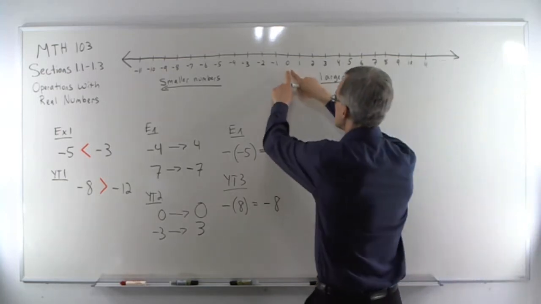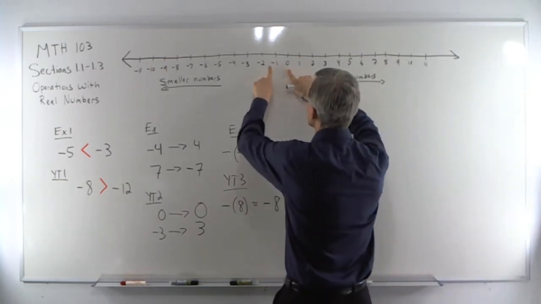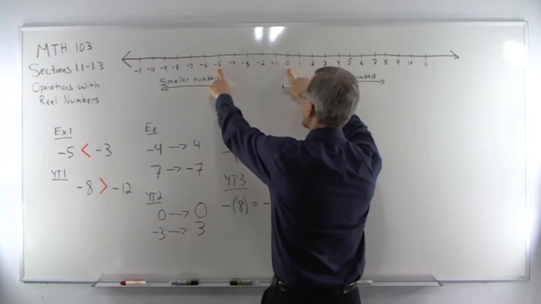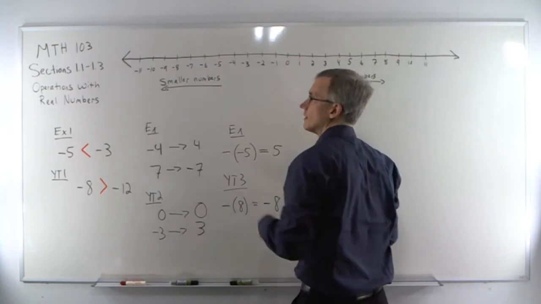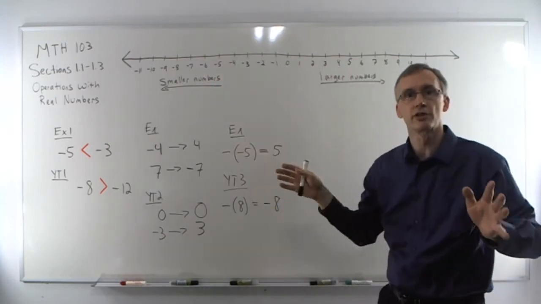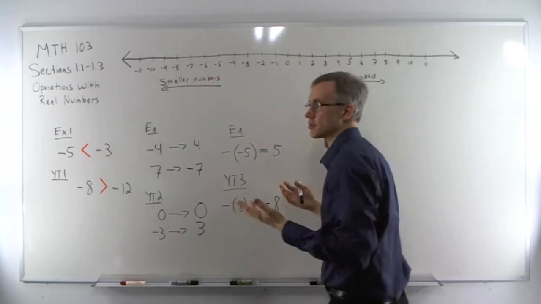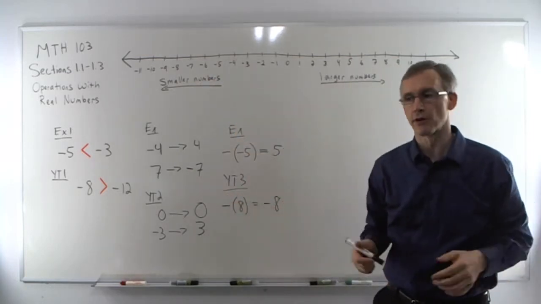Now if we're looking at the left-hand side, 1, 2, 3, 4, 5 units over from 0. All right, this has a distance of 5. Distances are always positive. It doesn't matter which direction we're going. So that means the absolute value of negative 5 is also 5 because it's 5 units away from 0.